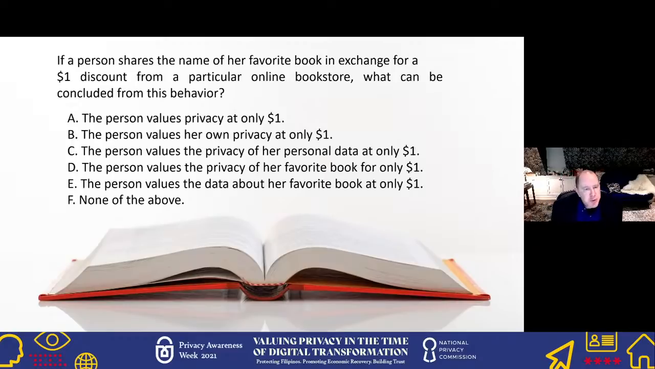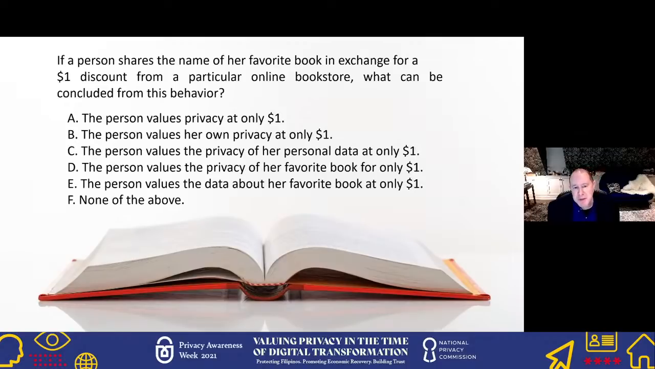I want to go through each choice, because I think thinking through each choice will show what I mean logically by why certain things follow or don't follow from the behavior. So the behavior is sharing the name of a particular favorite book in exchange for a $1 discount from an online bookstore. The first conclusion that some people want to make is that this person values privacy at only $1. Now, this is wrong, and it's wrong because of a bunch of things. One, this isn't about privacy generally. I mean, this is just about the book.